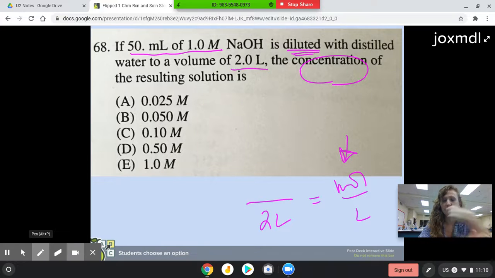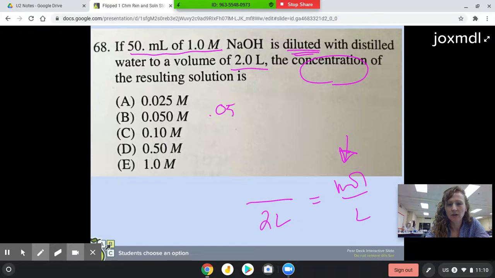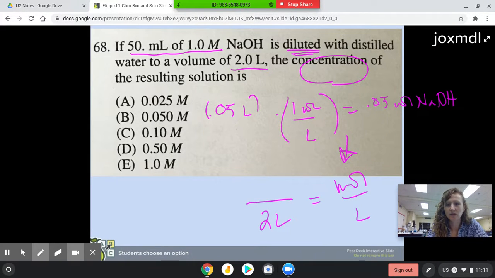All right. That was 30 seconds. So let me just go through it. If I have 0.05 liters and 1 mole per liter, I'm going to have 0.05 moles. And everything in here has to do with NaOH. So 0.05 moles of NaOH diluted to 2 liters. So it's 0.05 divided by 2. So 5 divided by 2 is 2.5. So 0.05 divided by 2 would be 0.025. So it's A.